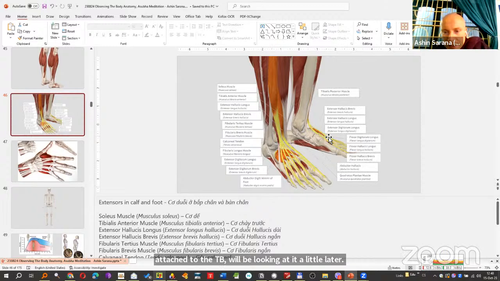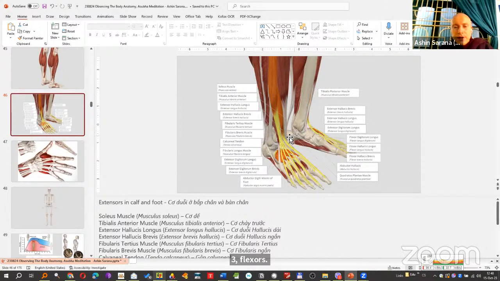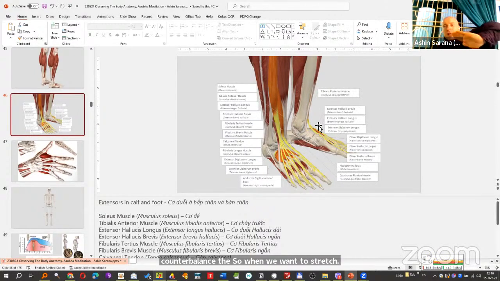It seems that I highlighted only the extensors, and whatever are the flexors, here we have 1, 2, 3 flexors. Now they're a little bit hidden behind, so they counterbalance the extensors. So when we want to stretch, so for example, we have the foot like this. If you want to stretch it, then it must be the extensors that stretch it on one side. And then if we want to flex it more, then we need to use the flexors.